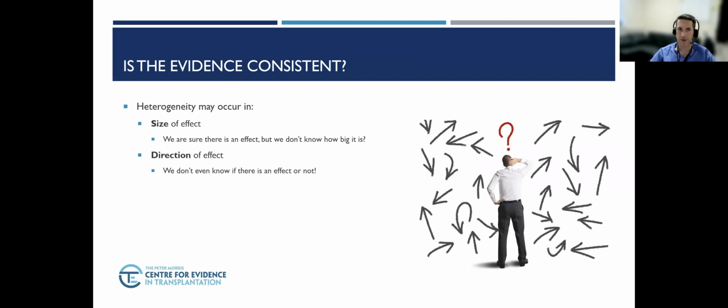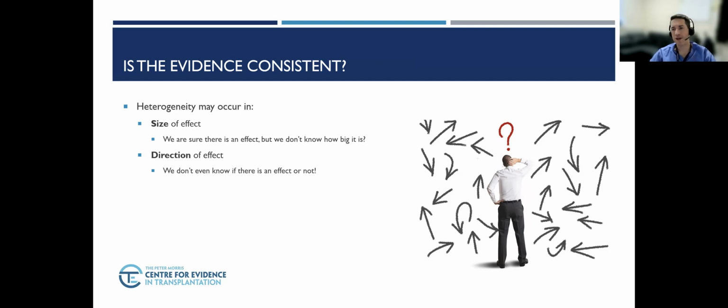The next thing to consider is: is the evidence consistent? By this we use the term heterogeneity, which is the difference between different studies in terms of the effects that you're seeing from a treatment. Heterogeneity can occur in two ways. It can occur in the size of the effect. In other words, the effects are all in the same direction. They might show a benefit of treatment, but we're just not certain how big that benefit is.